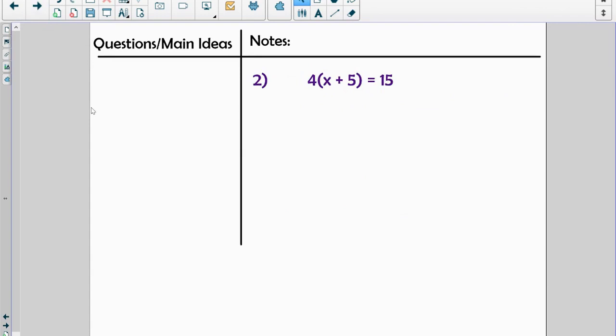Here's another multi-step equation. Notice we have parentheses.